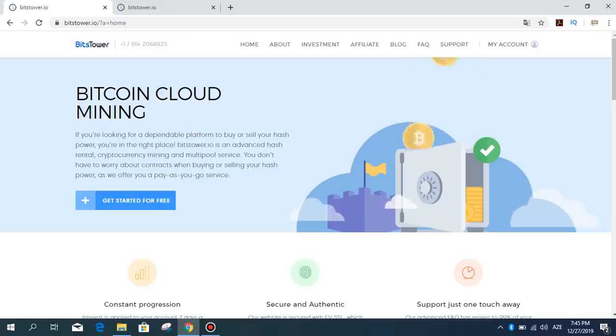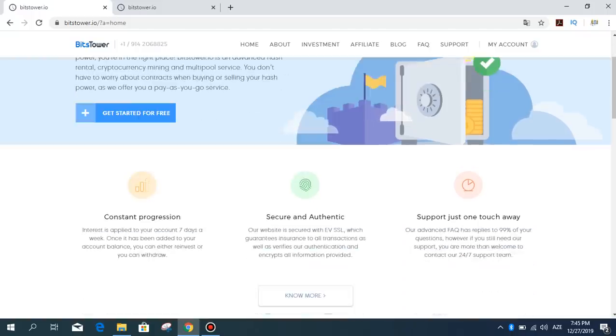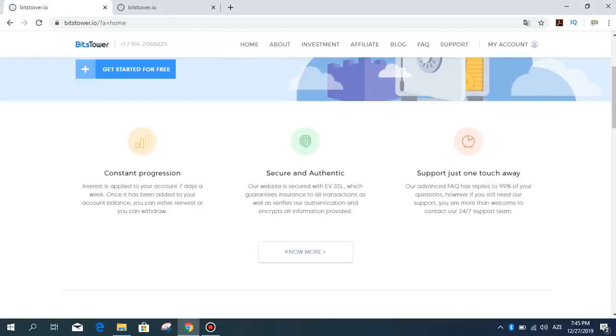Bitcoin cloud mining. If you are looking for a dependable platform to buy or sell your hash power, you are in the right place. Bitstower.io is an advanced hash rental, cryptocurrency mining and multiple service. You don't have to worry about contracts when buying or selling your hash power, as we offer you a pay-as-you-go service and constant progression, with interest applied to your account 7 days a week. Once it has been added to your account balance, you can easily invest or withdraw. Secure and authentic support, just one touch away.